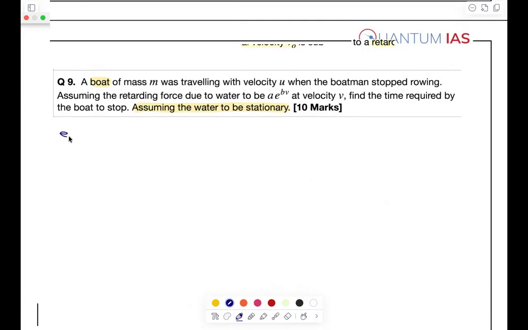So this is again equation of motion. I can simply write that the net force, that is m dv by dt, is given as this retarding force due to water, alpha e to the power bv, right? Now assuming one directional motion, ये vector symbol भी हटा देते हैं, है ना? I hope you understood till now.